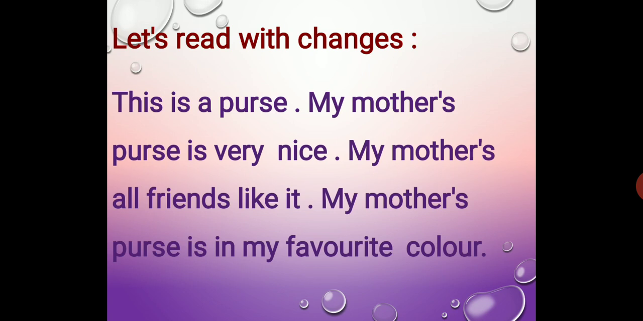Here, for the purse which belongs to my mother, we use my mother's purse. And when the words are all friends of my mother, we use my mother's all friends. By using these changes, we can easily understand the meaning of the sentence.